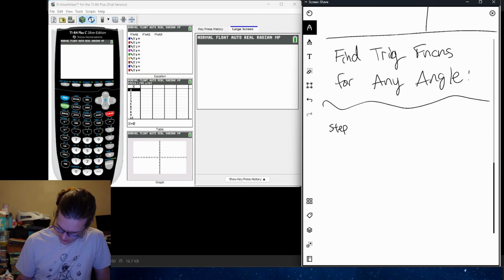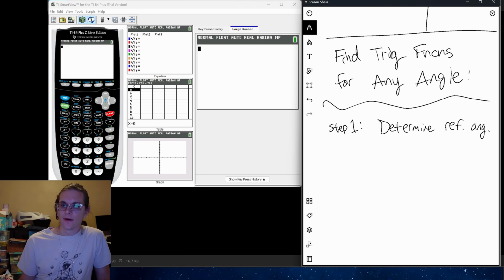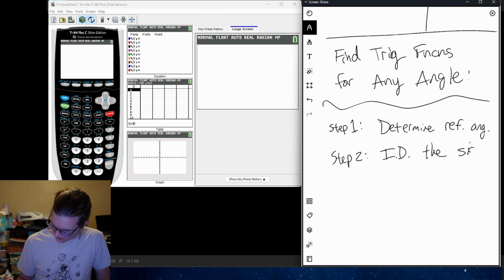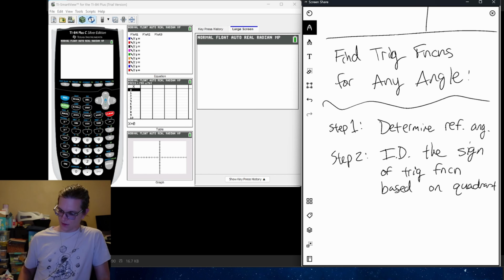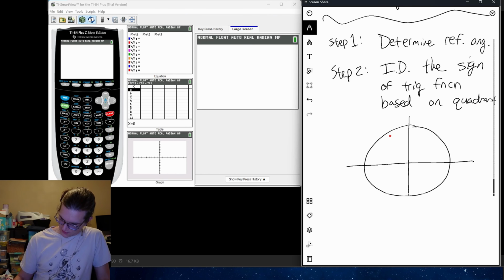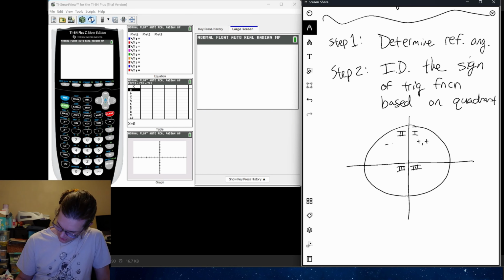So step 1, determine the reference angle. Step 2, identify the sign of the trig function based on the quadrant, okay? Which, as I said, is, for quadrants 1, 2, 3, 4: plus plus, minus plus, minus minus, plus minus.